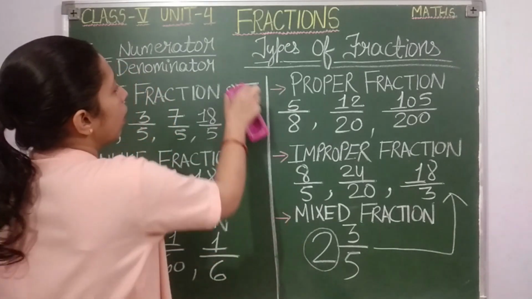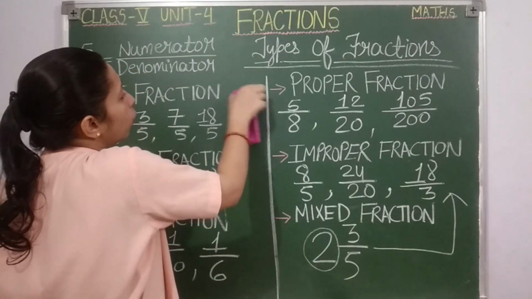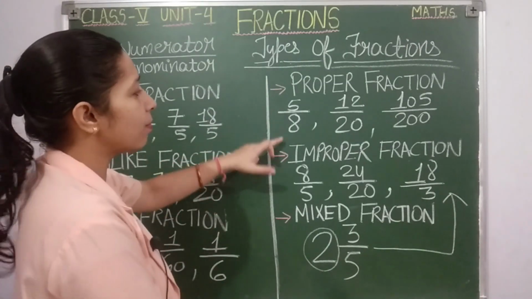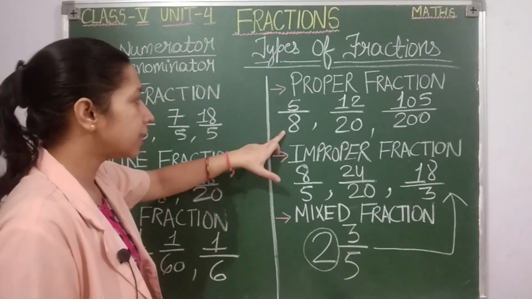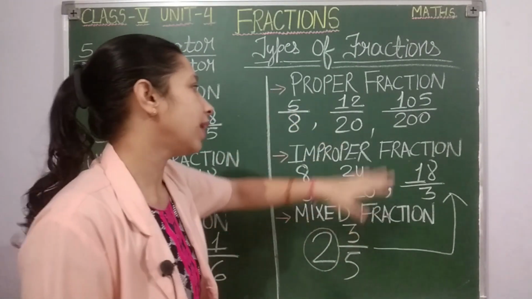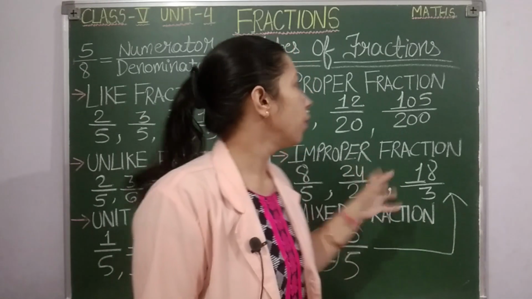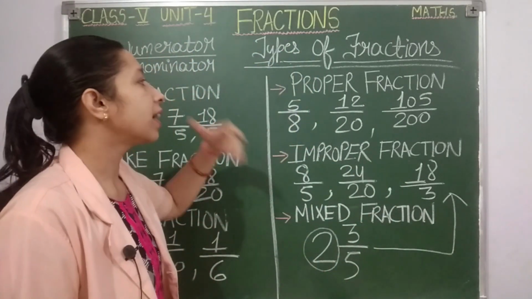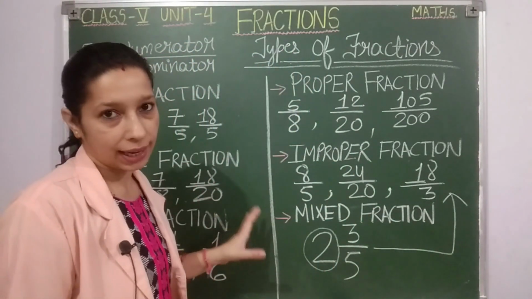So I am rubbing it. For every proper fraction, you can't divide the fraction. See, 5 by 8, in 8's table you are not going to get 5. In 20's table you are not going to get 12. In 200's table you are not going to get 105. Means for a proper fraction it is not possible to divide without taking decimals.